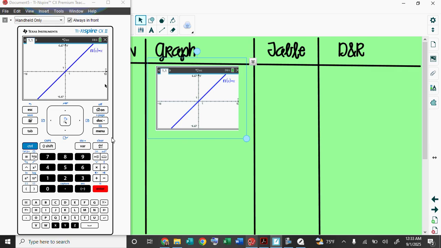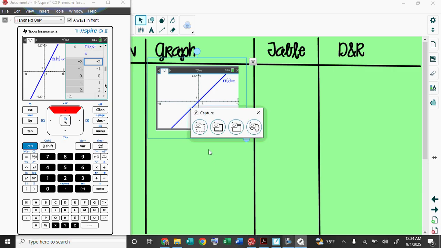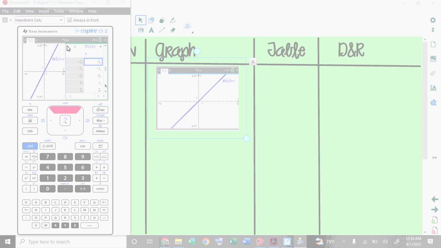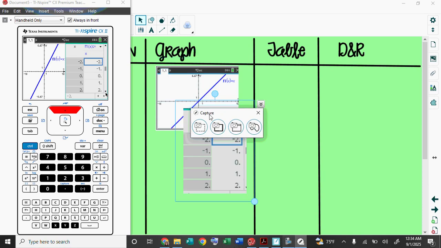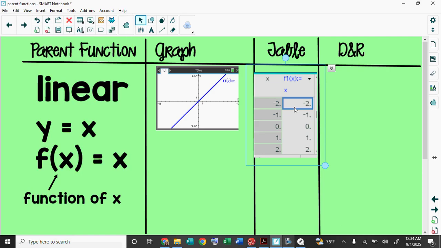Okay, so now I want you to press menu, 7 for table, and 1, and then go up. And let's get some negatives. And so for the table, we need to get this right here. My table has -2, -2. So you're writing this on your notebook paper or underneath the flap. -1, -1, 0, 0, 1, 1, 2, 2. Well, they're the same on both sides because y equals or is the same thing as x.